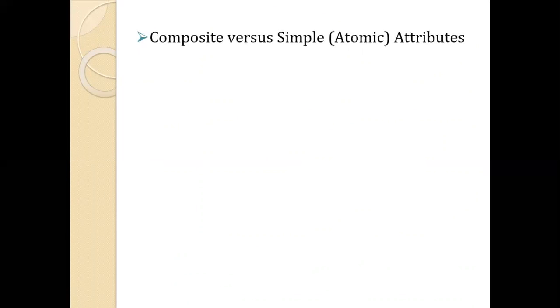The composite attribute versus simple. Simple or atomic attributes are the attributes whose value cannot be divided further, which is already in its simplest form. They are referred to as simple or atomic attributes. Composite attributes are the attributes that can be further divided into simple attributes.